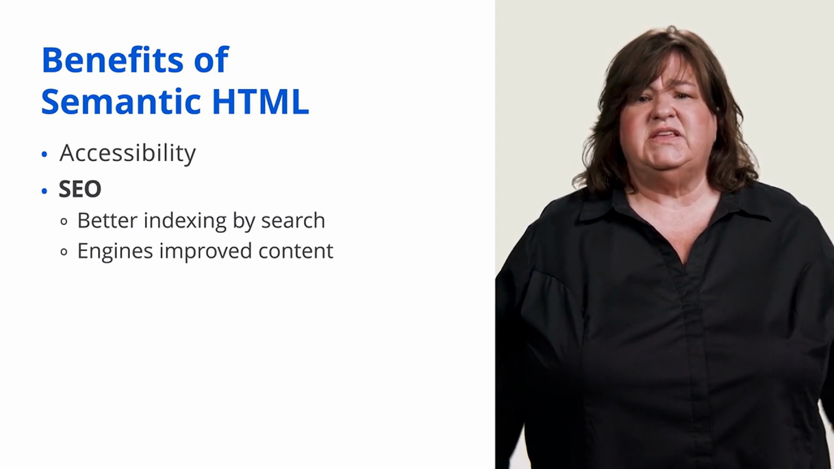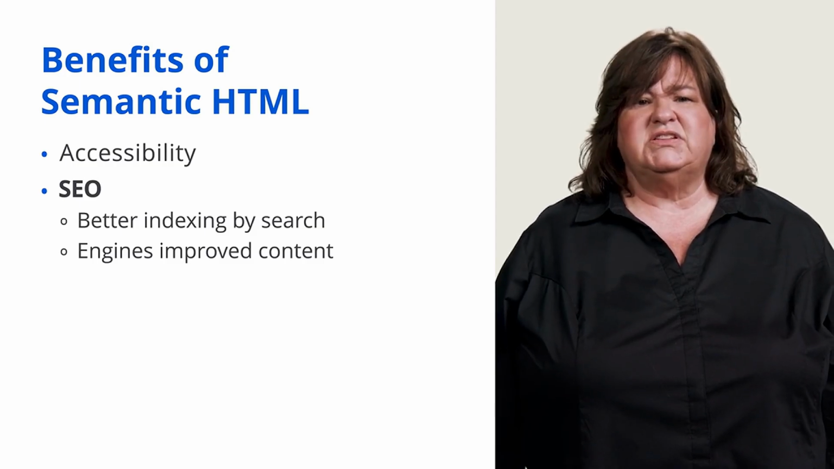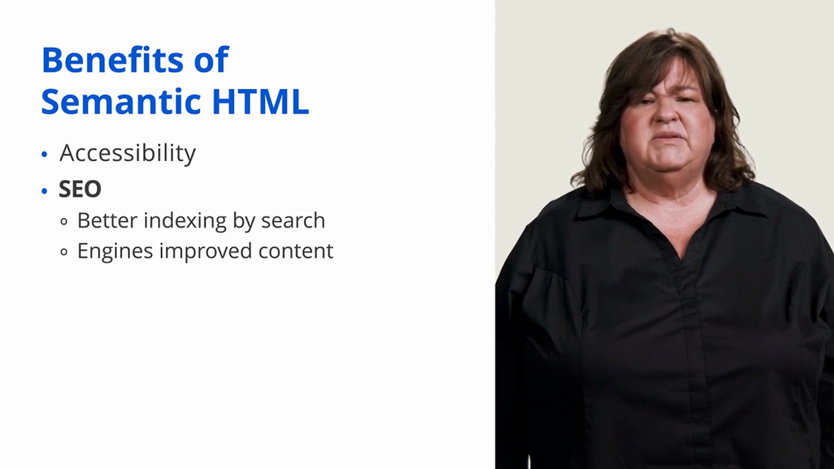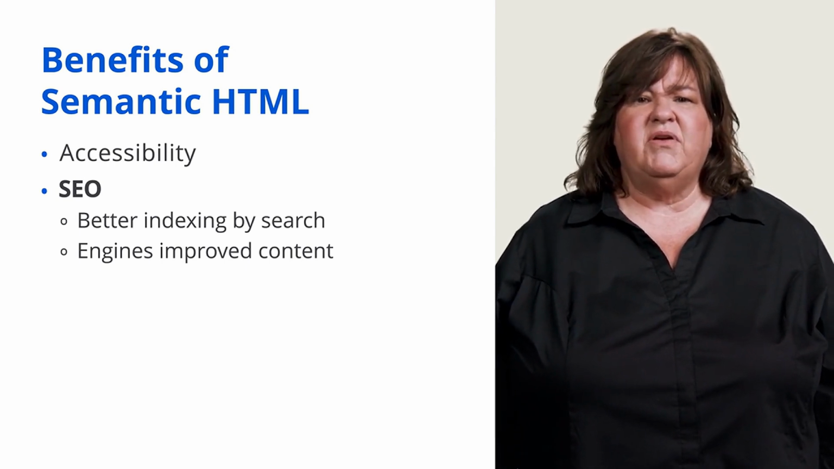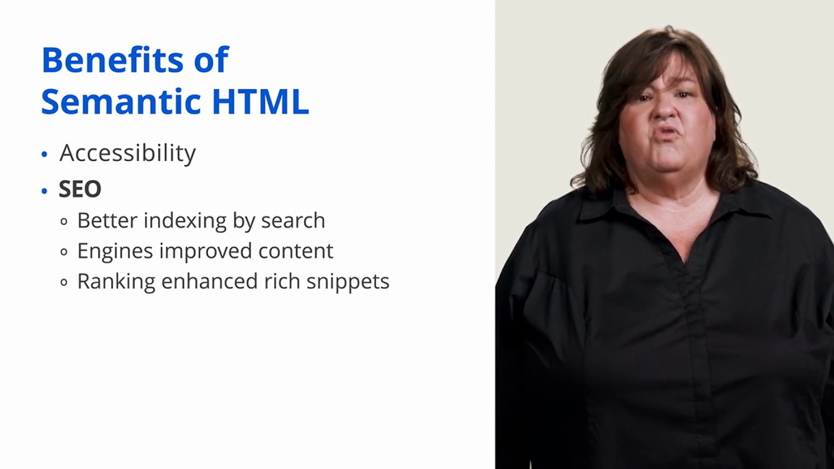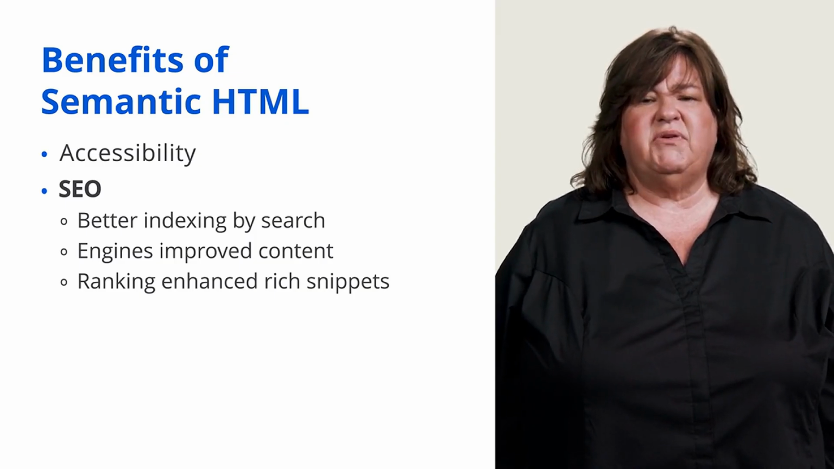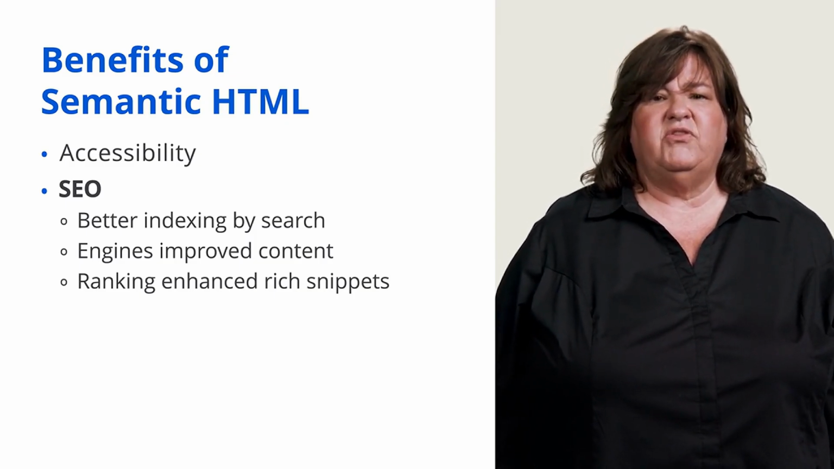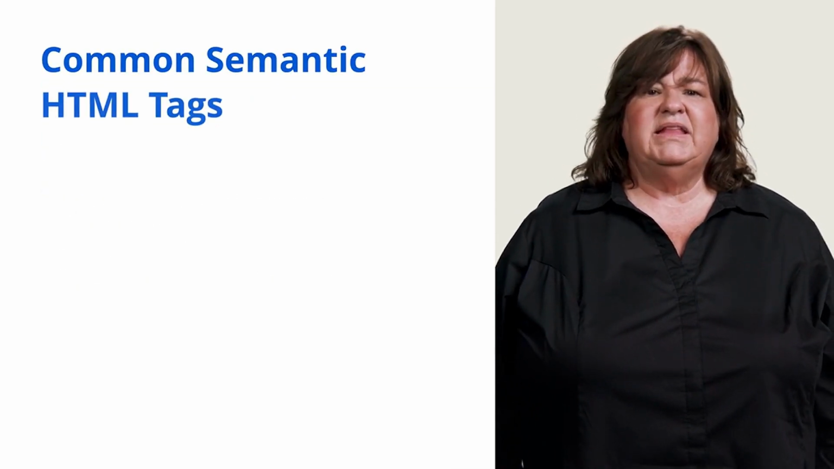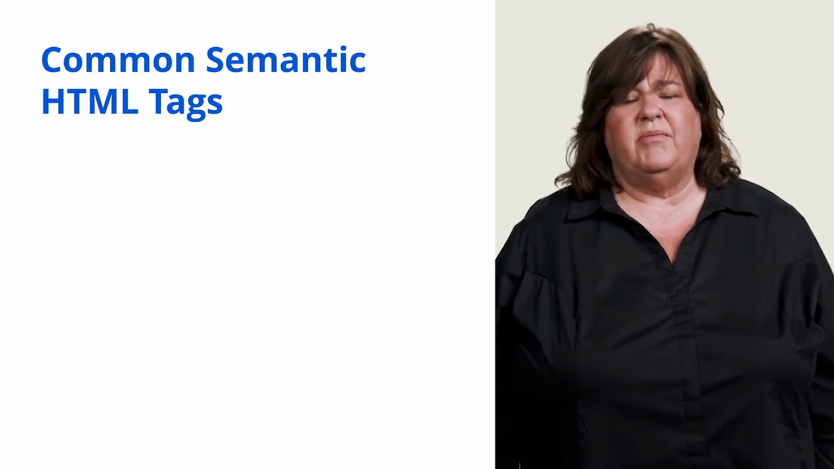For instance, using the section tag to define different sections of content helps search engines understand the structure and relevance of each part. Semantic HTML can improve the appearance of search engine results by providing more meaningful snippets. For instance, using header and footer tags can help search engines generate rich snippets that provide users with more context about the content. Let's take a look at some commonly used semantic HTML tags and how to use them.